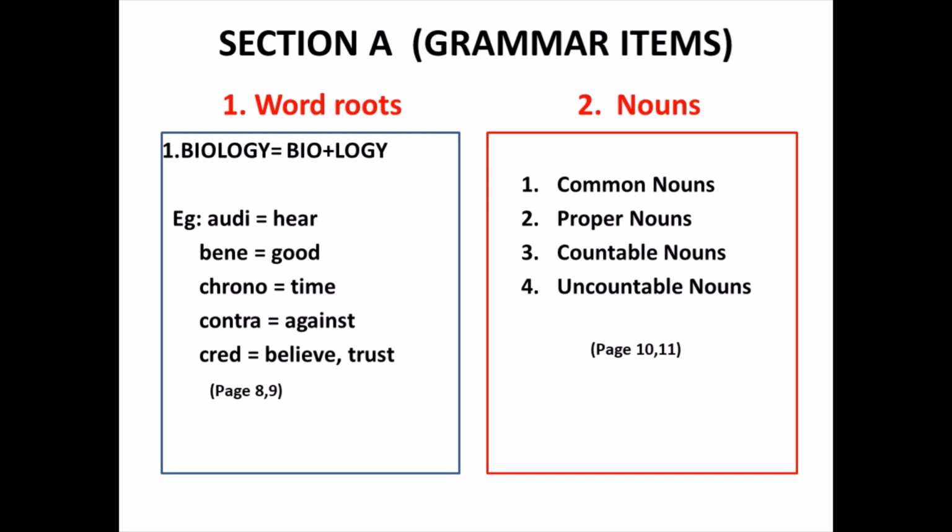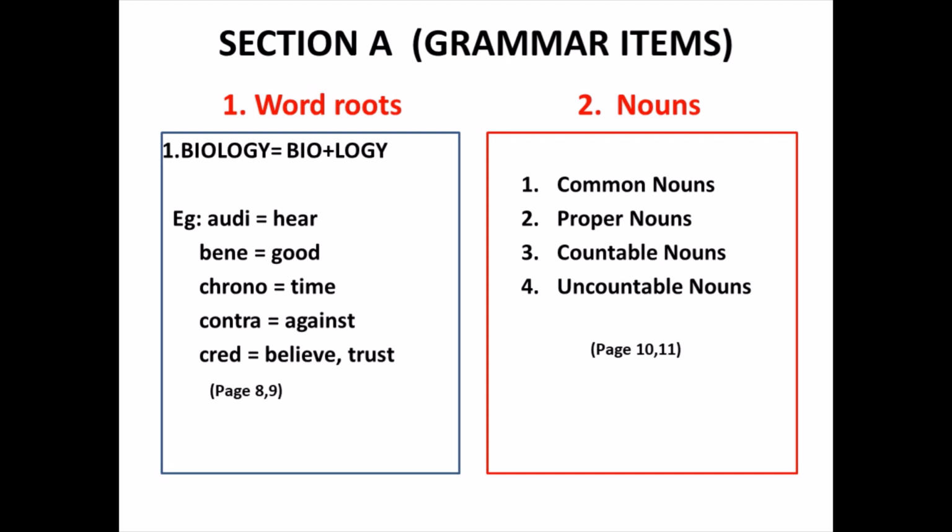In the same way, we can try to understand the meaning of new words, or we can deduce the meanings of new words with the help of these root words. For example, Audi means hear. Beni means good, benefactor, like that. Chrono means time, chronology, chronicle, like that. Contra means against. Cred means believe and trust. So like this, with the help of the word roots, we can understand the meanings of new words. And on page number 8 and 9, there is a comprehensive list of all these root words along with the meanings and examples. So that will really help you to prepare thoroughly for your Section A grammar examination.